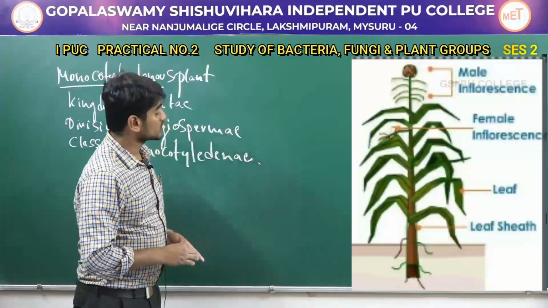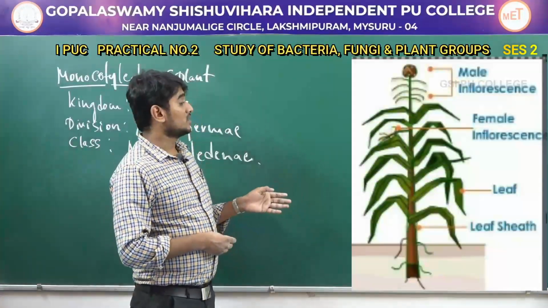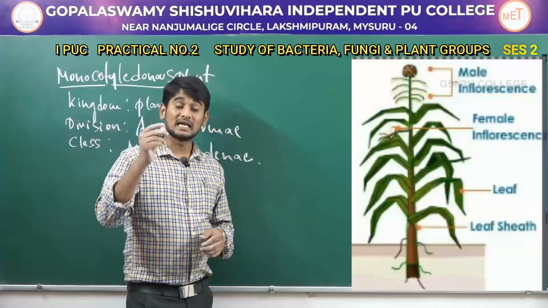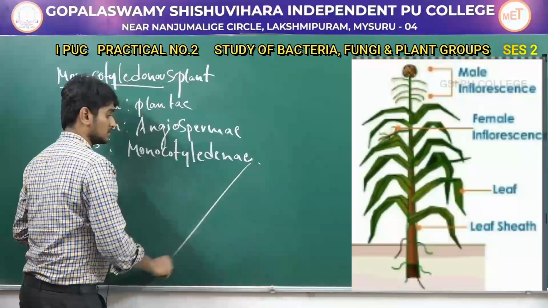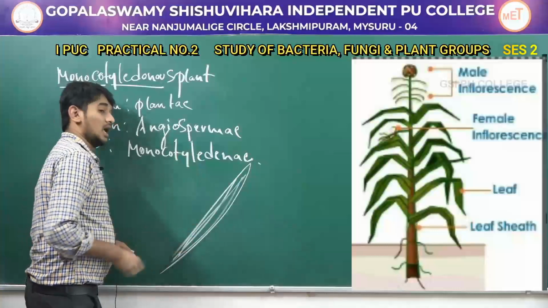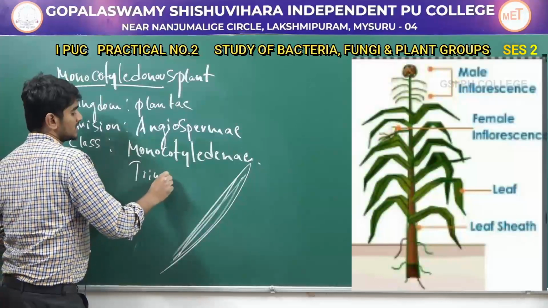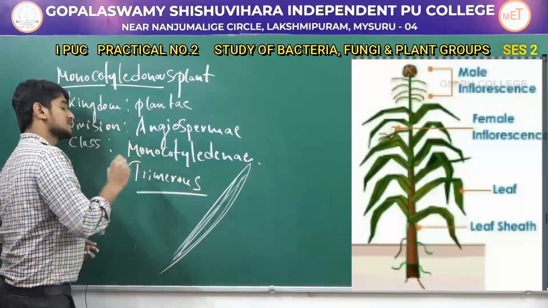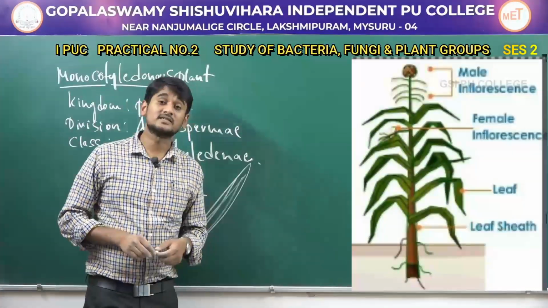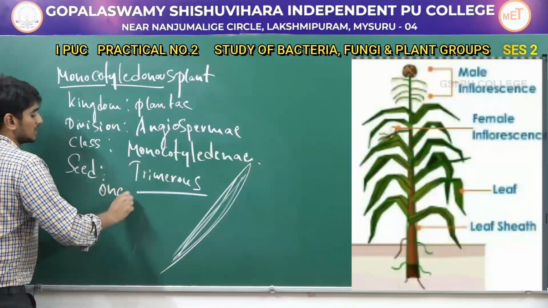Yes, here the root system is a fibrous root system, with absence of secondary and tertiary roots, and the presence of simple or compound leaves. It shows parallel venation, like this. And the flower is trimerous, which means 3 petals and 3 sepals. And the cotyledon is 1. In the seed, there is 1 cotyledon.